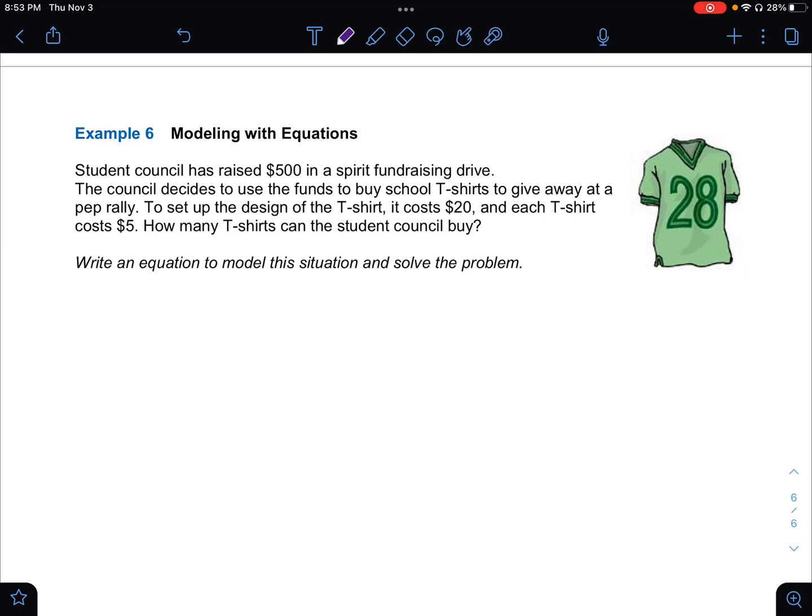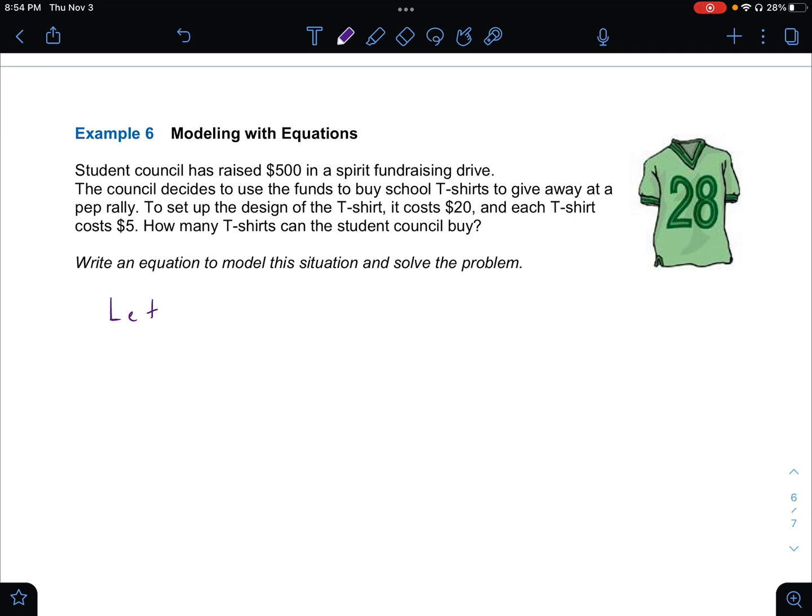So what we want to do is write an equation to model the situation and then solve this problem. So what we know is that to design the t-shirts, it costs $20. Now we also know that every t-shirt costs $5. So what we can actually do first, before even writing an equation, you might be prone to writing an equation first, but actually what we're going to do is write a let statement first.